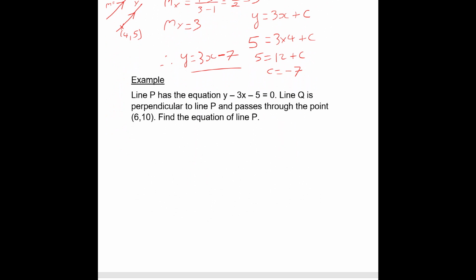This is probably the hardest type of example they could give you. Line P has the equation y minus 3x minus 5 equals 0. Line Q is perpendicular to P and passes through the point (6, 10). We want to find the equation of line Q.